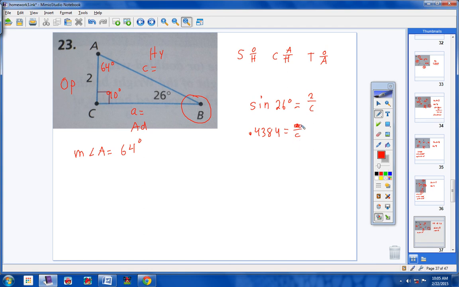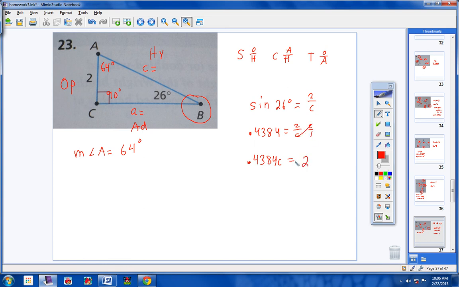Now, if the C would have been up here and the 2 would have been down here, then you would multiply both sides by 2. Whatever the denominator is, what you multiply the entire equation by. So, 0.4384 times C is 0.4384C. If you multiply the right side by C, your C's would cancel, leaving you with 2.